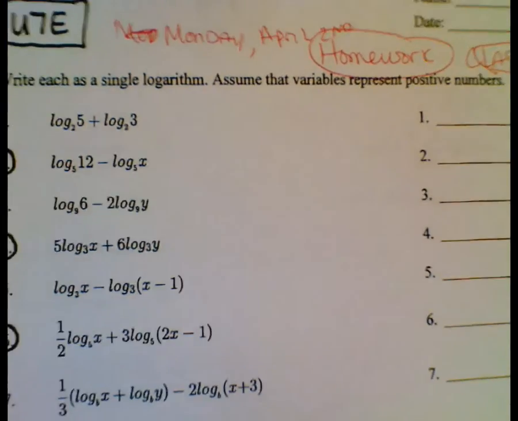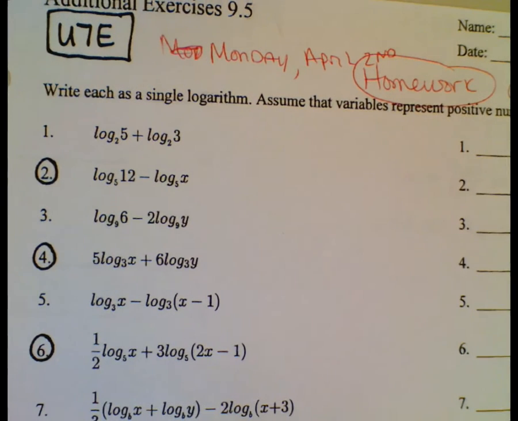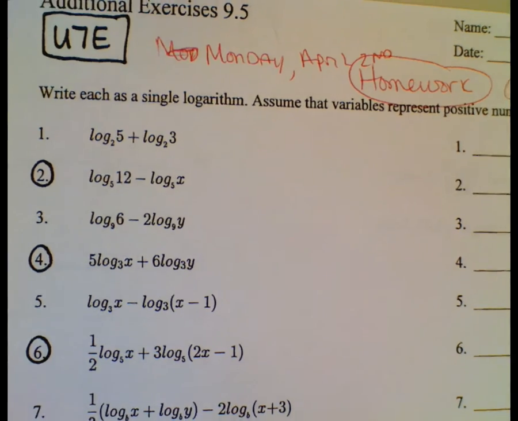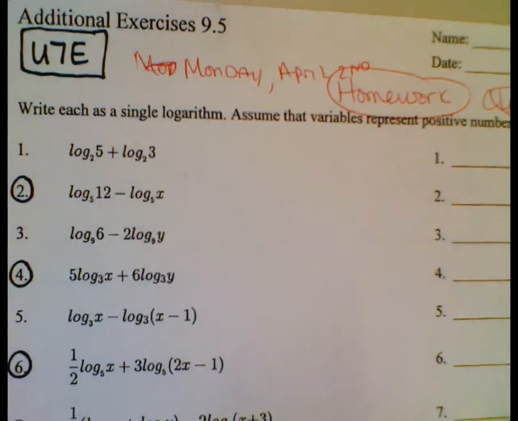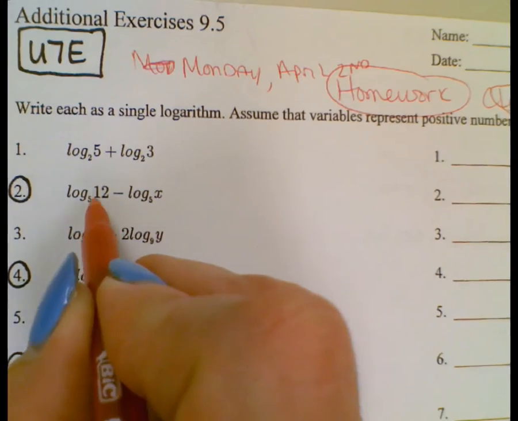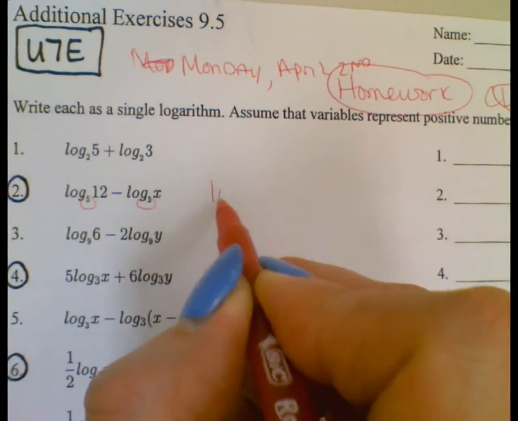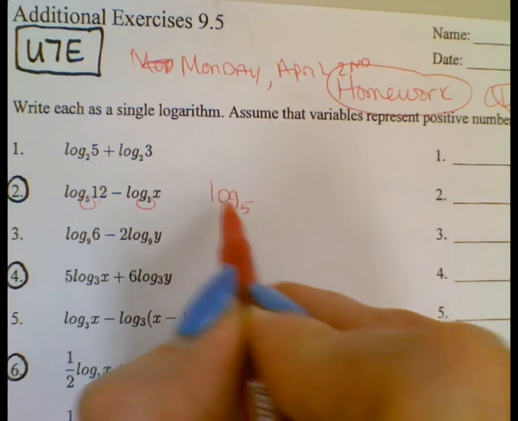Okay? So number 2. You're just going to do the evens, 2 through 20. So we're just going to do 10 problems here. It says write as a single logarithm. Assume that the variables represent positive numbers. So on this first one, notice that they both have base 5. So you're going to write log base 5 once. We're going to do a single logarithm. This is 2 logarithms. We're going to write 1 logarithm.